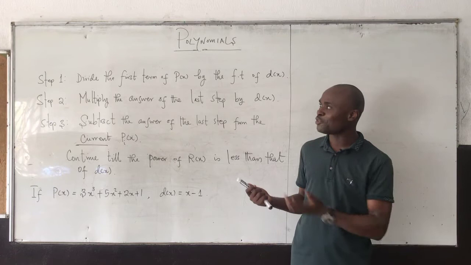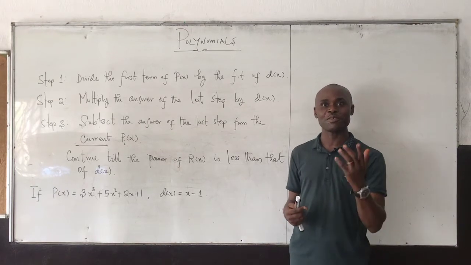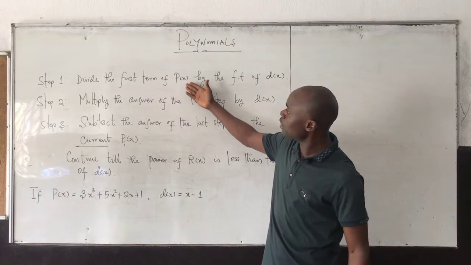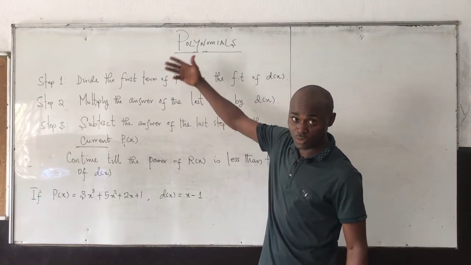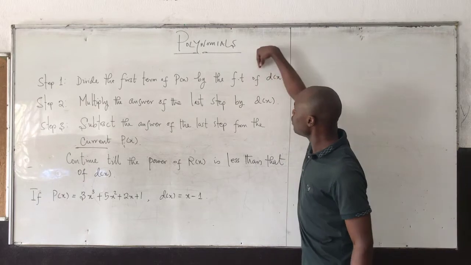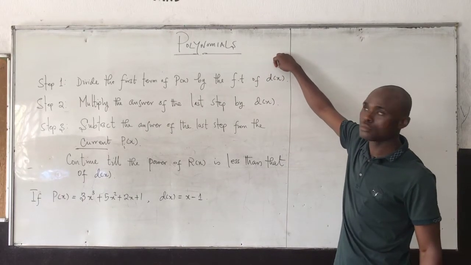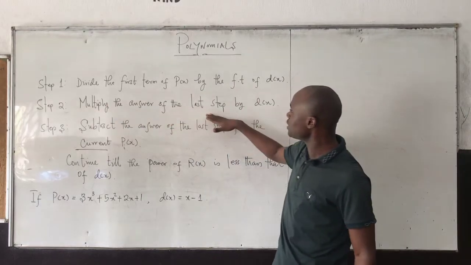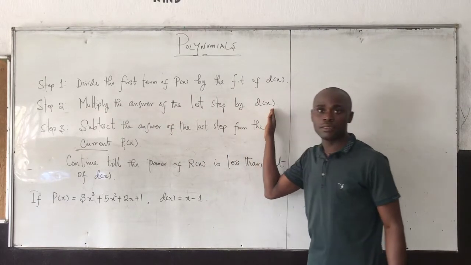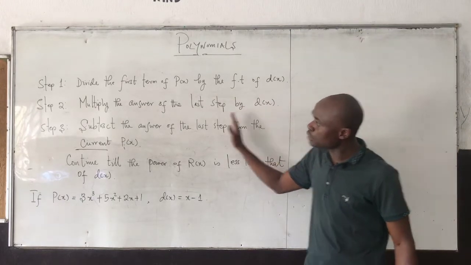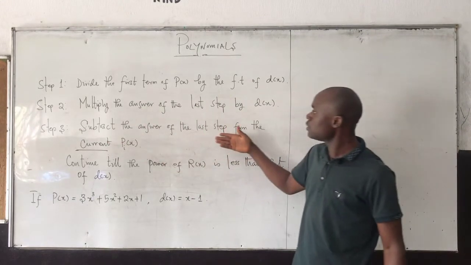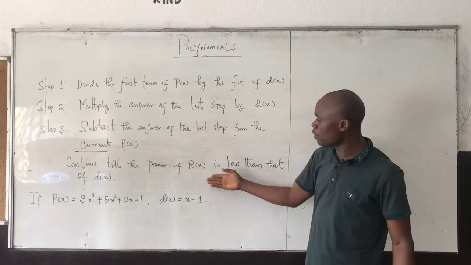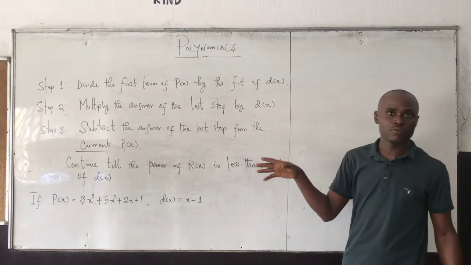divide polynomials. I just constructed this with my own language. I hope you understand that. The first step is to divide the first term of p of x, which is what you want to divide, by the first term of the divisor. Second step is to multiply the answer of the last step by the divisor. And the third step is to subtract the answer of the last step from the current list. And you continue that until the power of the remainder is less than that of the divisor.